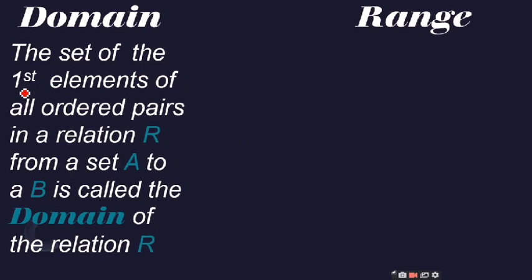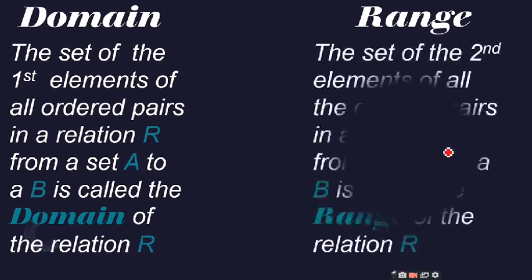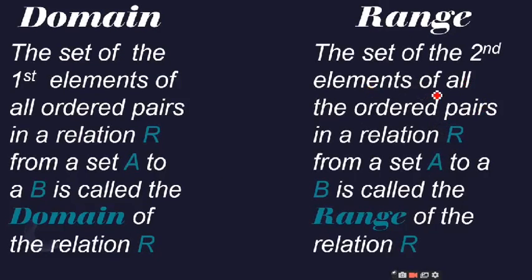The set of the first elements of all ordered pairs in a relation R from a set A to a set B is called the domain of the relation R. And the set of the second elements of all the ordered pairs in a relation R from a set A to a set B is called the range of the relation R, which means that in an ordered pair the first element is domain and the second element is range. Let's have some examples.